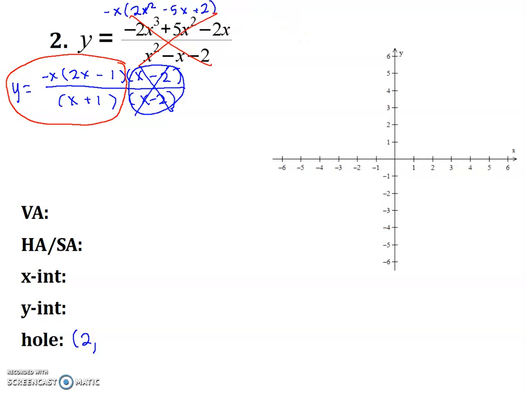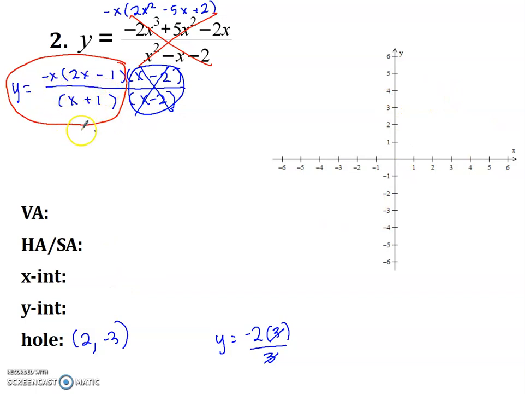So I'm going to plug 2 into what's left to find the y value of the hole. So that's going to give me y equals negative 2 times 2 is 4, minus 1 is 3, all over 3, and I can cancel the 3s. So that's going to give me a hole at positive 2, negative 3. So that'll just be a little open circle in our graph.